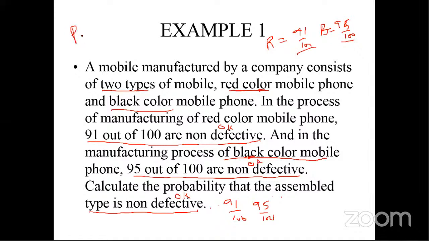So for the intersection, the probability of the red intersection the black events. There is no red-black phone. No, it is either red or it is black. So in such a case, we are taking the probability of the red times the probability of the black. So you multiply, that's how we are coming up.